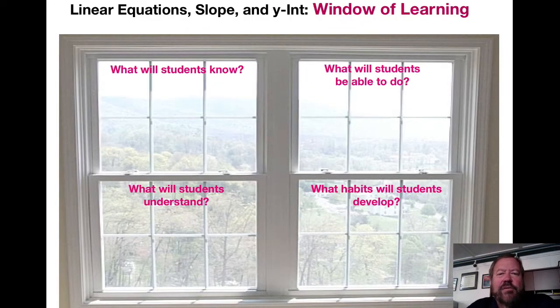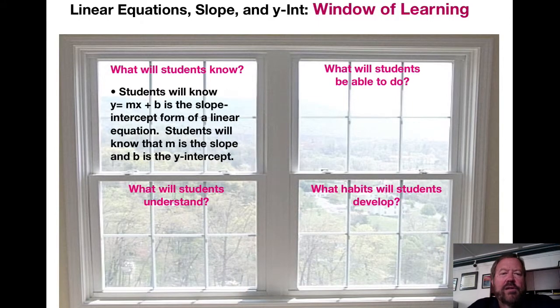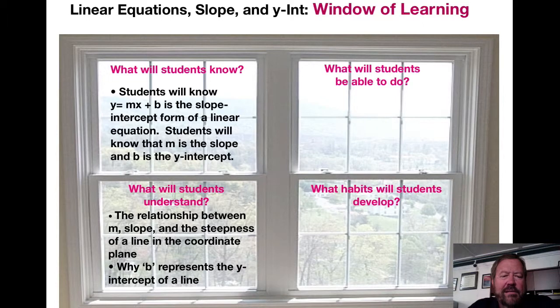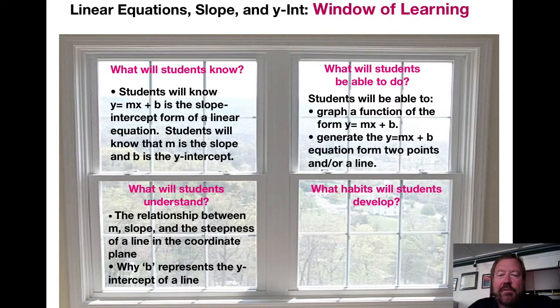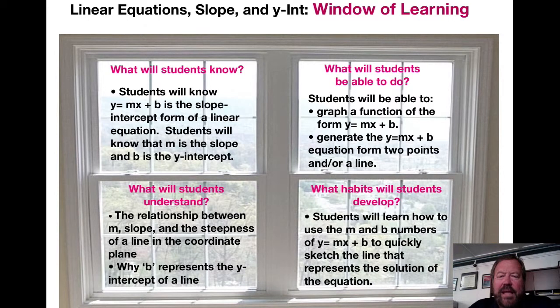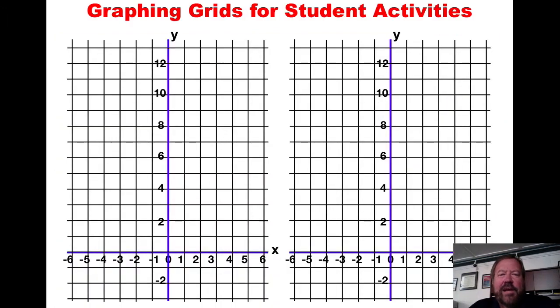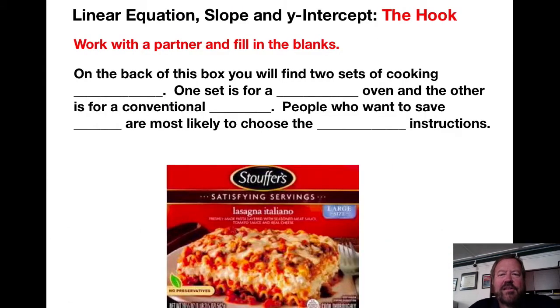So first, the slideshow provides what we call a window of learning. And we actually post for the students what students will know at the end of this lesson, what students will understand, what students will actually be able to do, and what habits of mind students will develop as they progress through the lesson. And the window of learning appears on all of the slideshows, each slideshow associated with each topic. The second page of the slideshow provides a graphing grid that the teacher can actually print and provide for his or her students. So let's take a look at the hook.